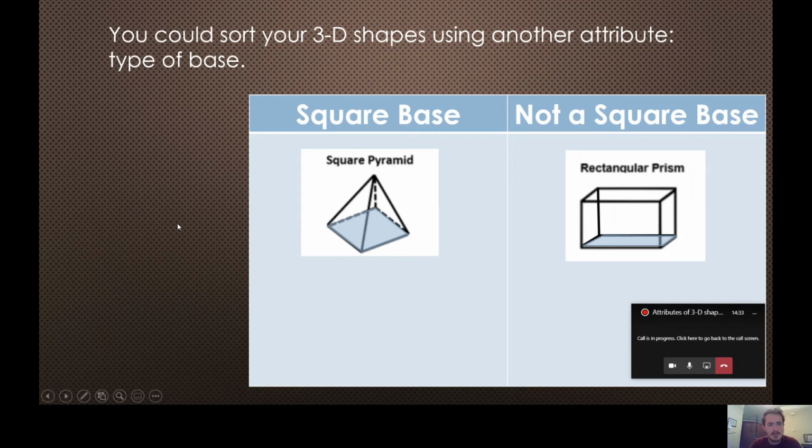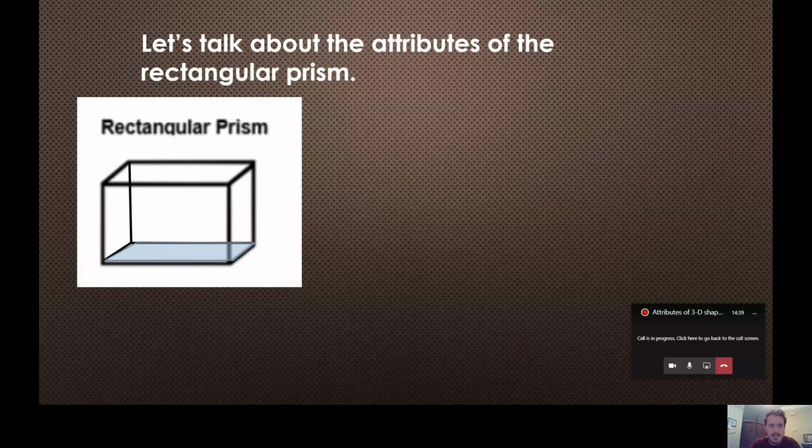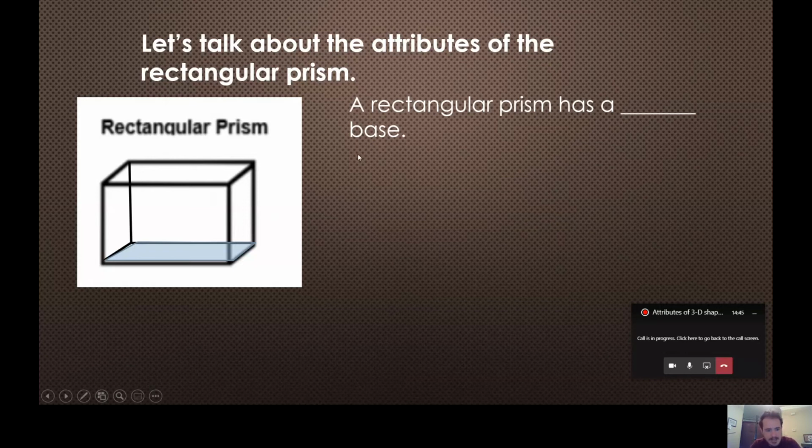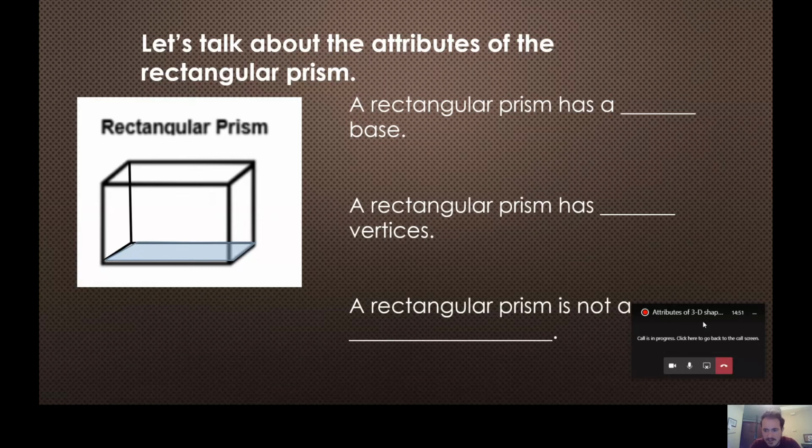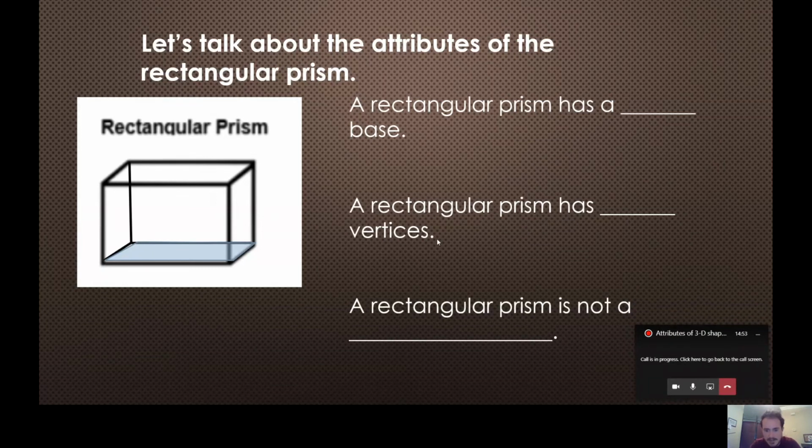All right, and what you're going to be doing for Tuesday's assignment is talking about the attributes of a rectangular prism. Now, we're looking at the base. So we're asking, a rectangular prism has a blank base. A rectangular prism has blank vertices. And a rectangular prism is not a blank. So what kind of base does it have again? It's a rectangular base, right? So it has a rectangular base.